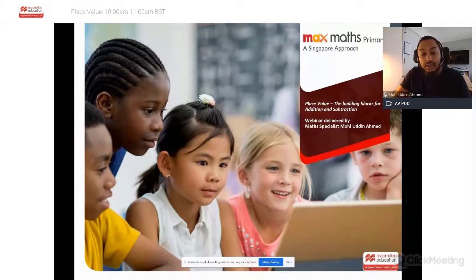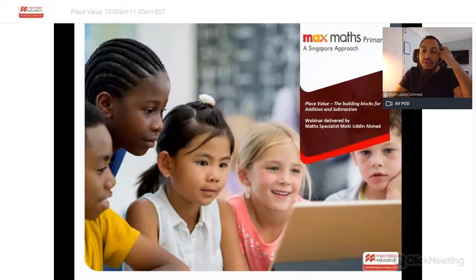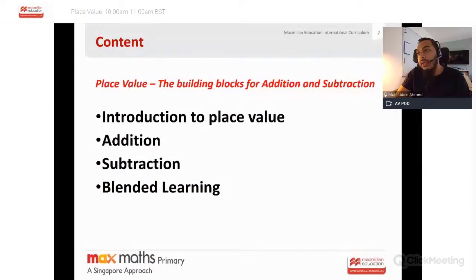Let's get started. Our session is all on place value and how that can really result in an enhanced awareness and skills in addition and subtraction. It's really the building blocks of addition and subtraction, and more as well. But today's focus is on addition and subtraction. But we're also going to look at a few other things.